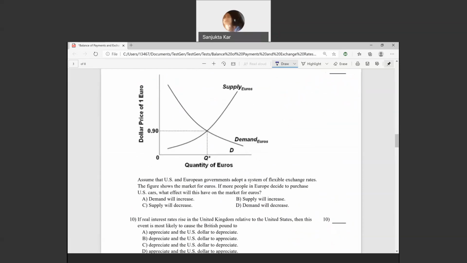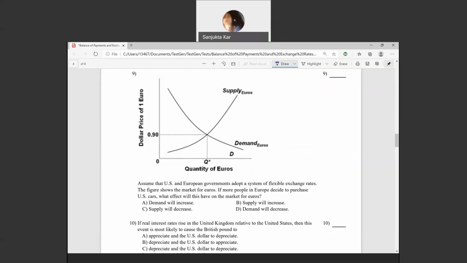Alright, going to question number 9 here. I have the quantity of euros over here. I have the price of euros on the vertical axis. It says assume the US and European governments adopt a system of flexible exchange rate. The figure shows the market for euros. If more people in Europe decide to purchase US cars, what effect will this have on the market for euros?